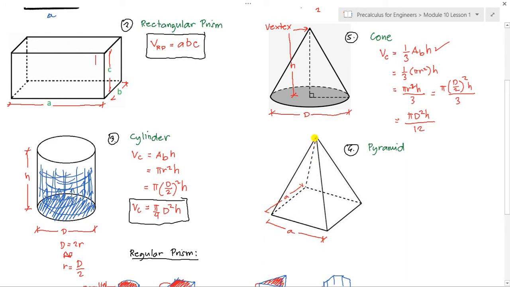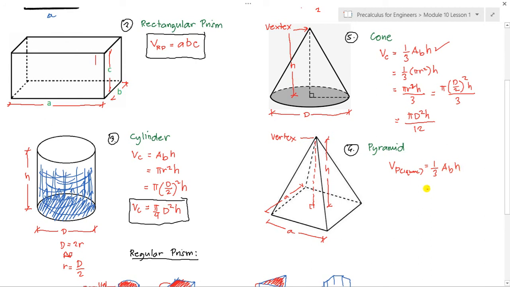And then, the height must be from the vertex. And then it is projected onto the base, perpendicular. And, of course, the distance there is your height. Okay? So, solving the volume. We have here the volume of the pyramid, especially for a square pyramid. This is equal to 1/3 area of the base multiplied by the height.